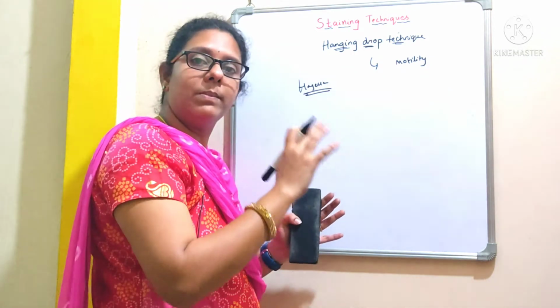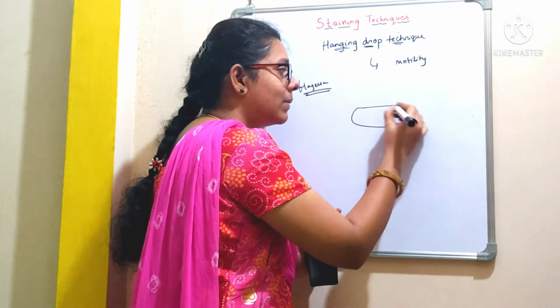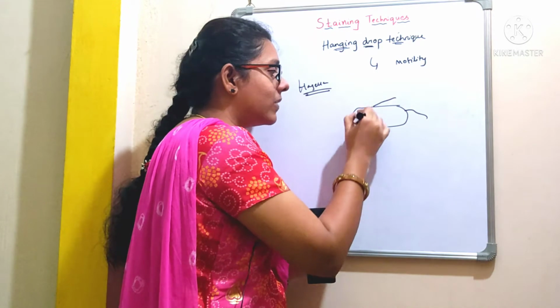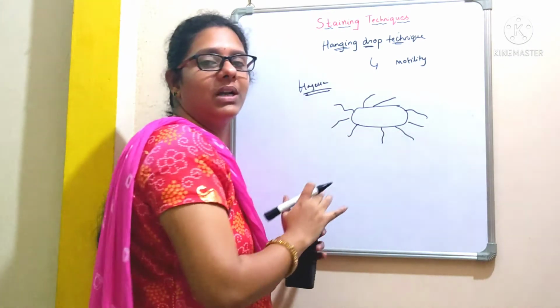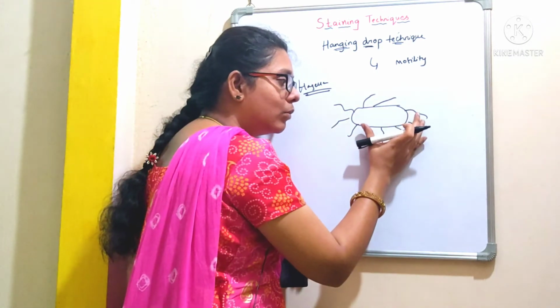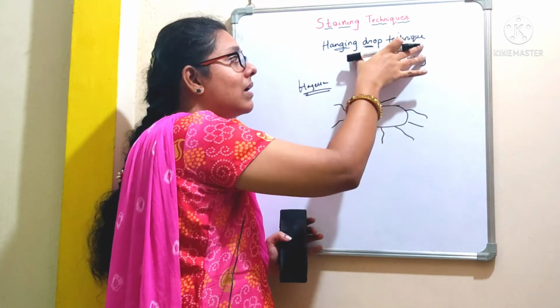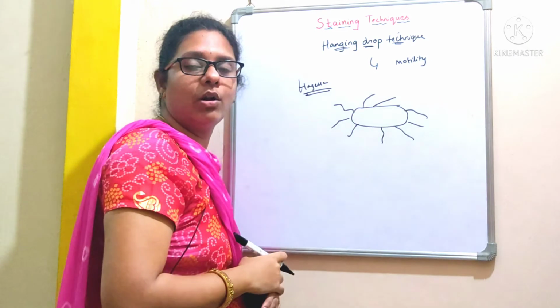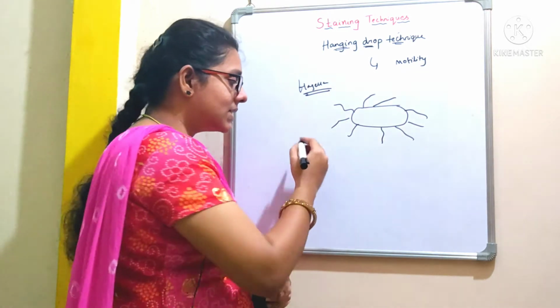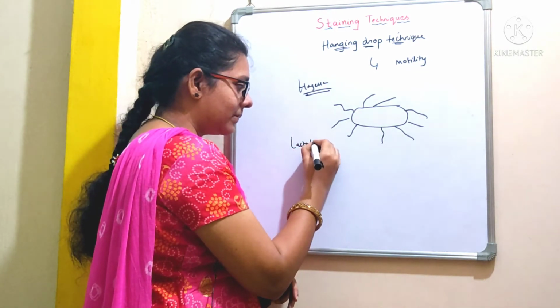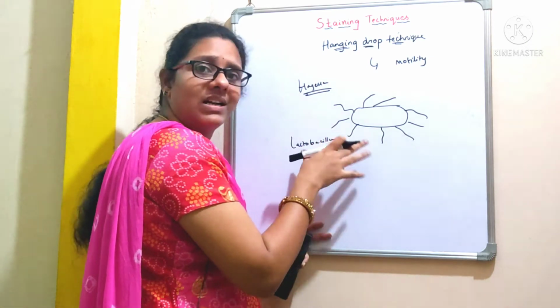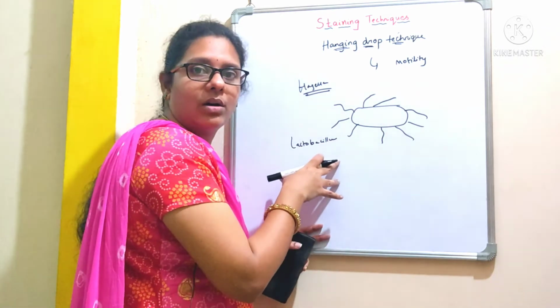But right now remember that if a bacteria possesses a flagella on its surface, then it will show the motility. That means it can move from one place to another place. That we can easily make out with the help of this hanging drop technique. The best example is Lactobacillus, which contains flagella and it is a motile organism.